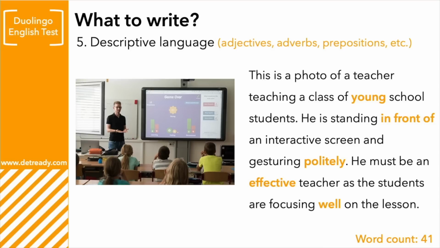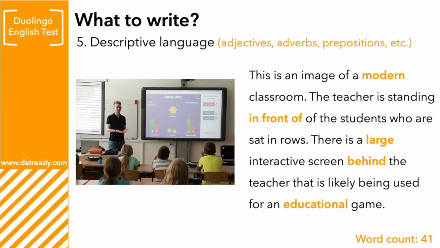So we have young, in front of, politely, effective, well. These are all adjectives, adverbs, and prepositions, which you can use to describe your photo in more detail. Another example, here the descriptive language is modern, in front of, large, behind, educational. Again, useful descriptive words to describe a photo and boost your score for this question type.